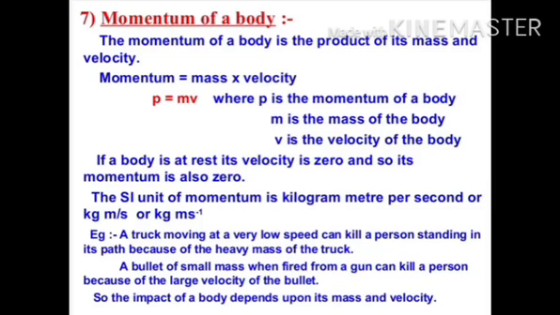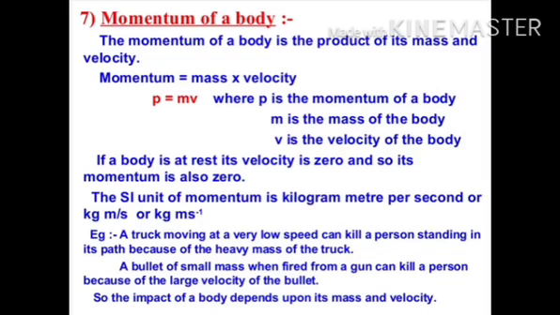If a body is at rest, the velocity is 0, so its momentum is also 0. The SI unit of momentum is kilogram meter per second, or kg m/s. Let us take some examples to understand the momentum of a body clearly.